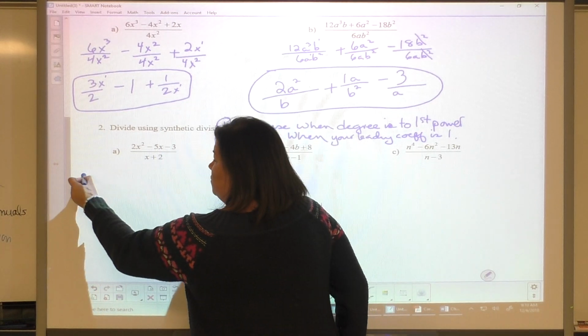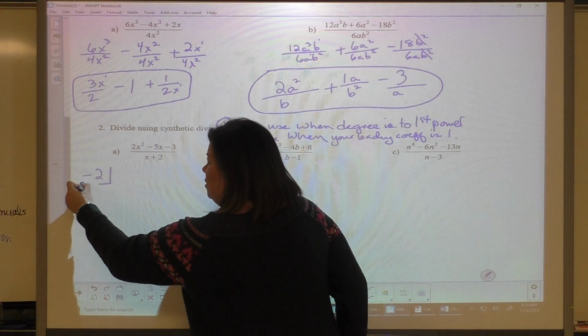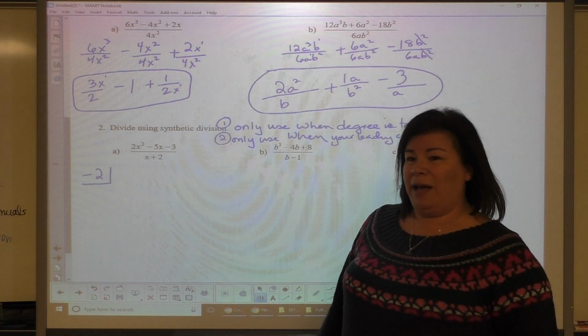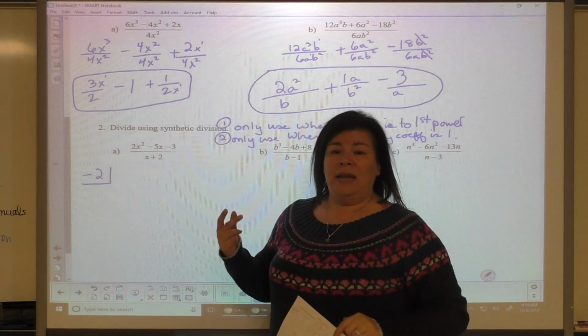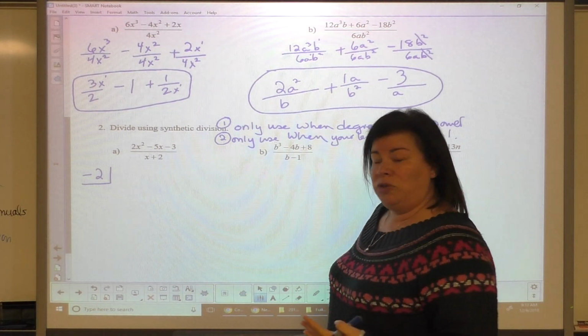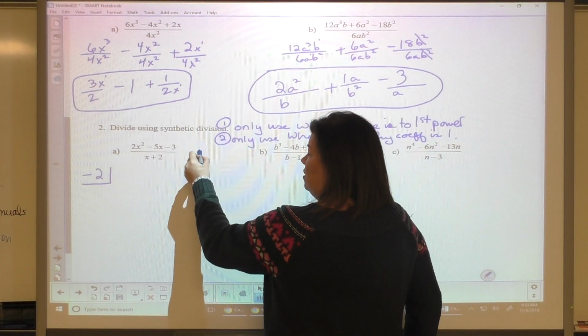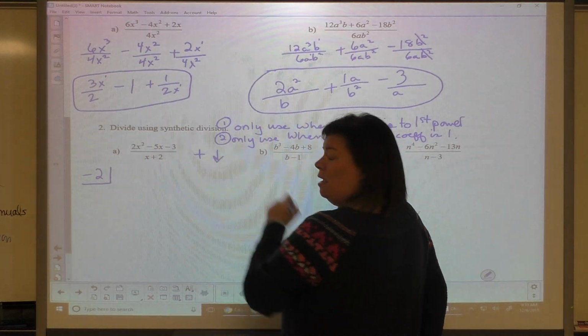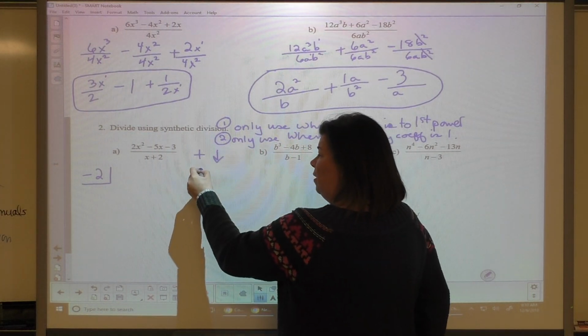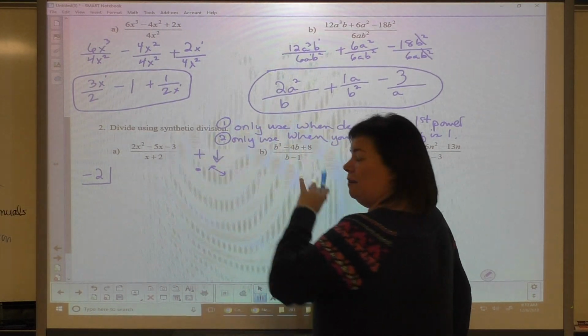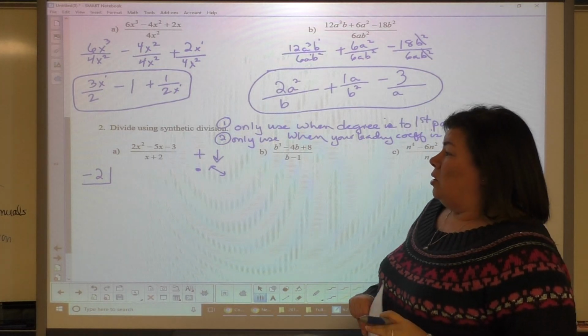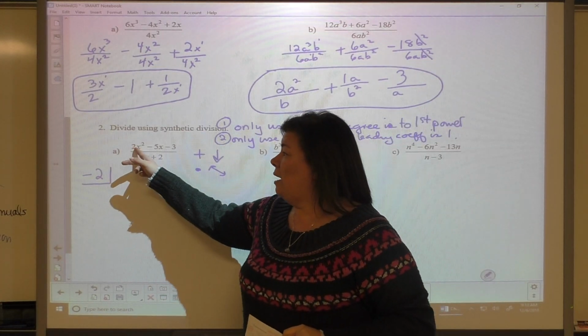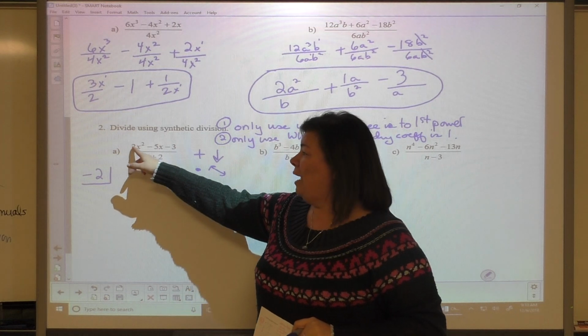So what we're going to do is put a negative 2 in this strange little box. I like to call it the DJ box here. And with synthetic division, we're going to be doing 2 operations. We're actually going to be adding straight down, or we're going to be multiplying on a diagonal. And that's it.